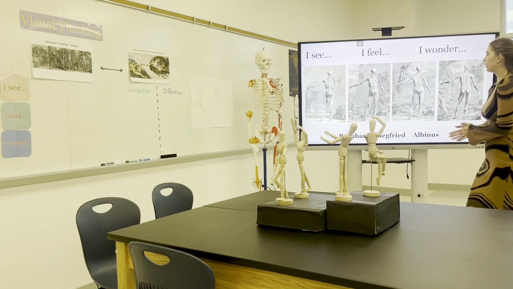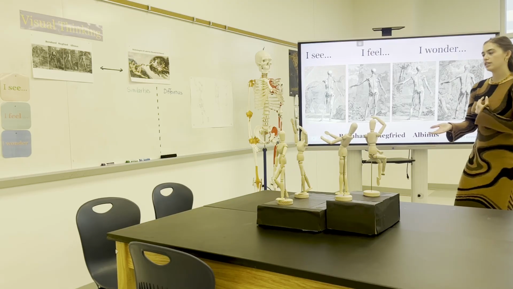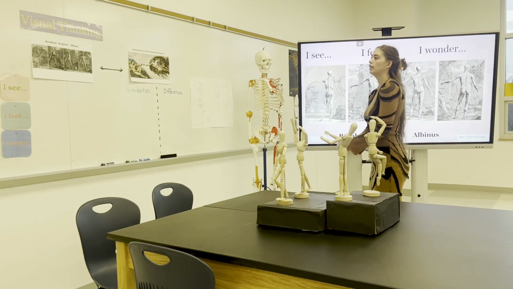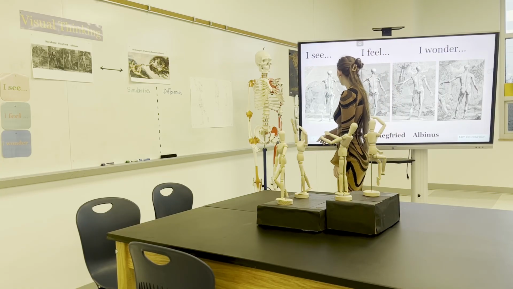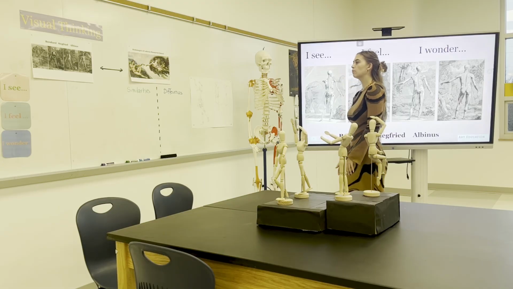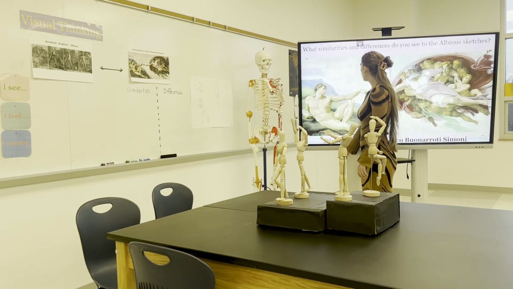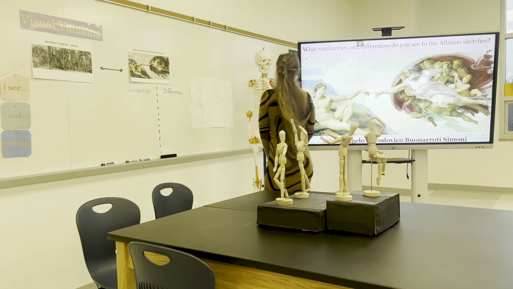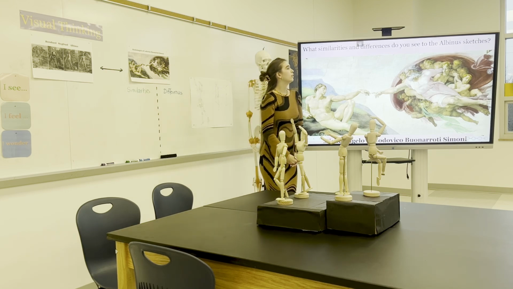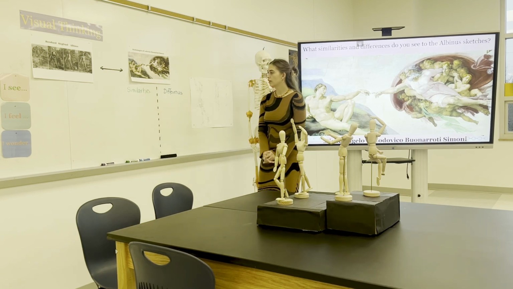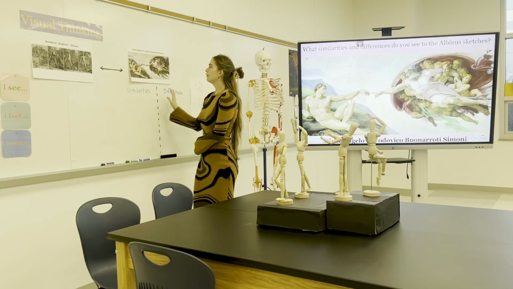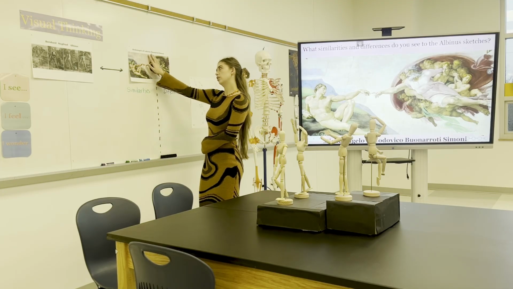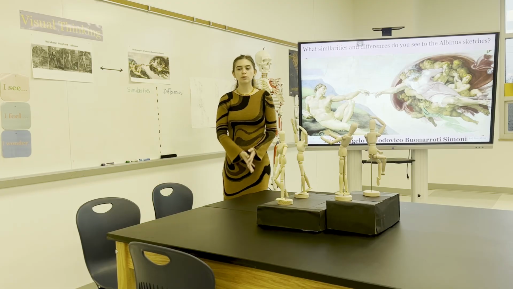Something that we could talk about is why they see, or why they feel that way, or why they wonder, and they can explain using critical thinking and their full ideas. So after we talk about this, we would then move on to what are the similarities and the differences that you see in the Albinus sketches. That's what they would come up for here, similarities and differences. And they would look at this painting by Michelangelo, painted on the Sistine Chapel.